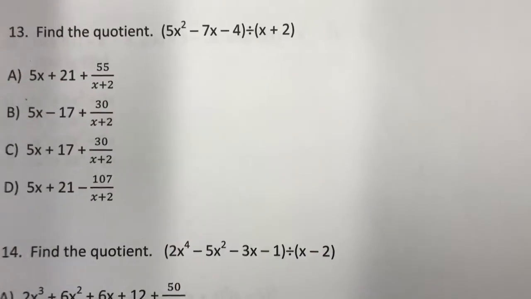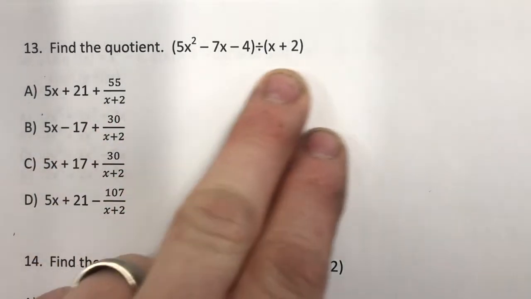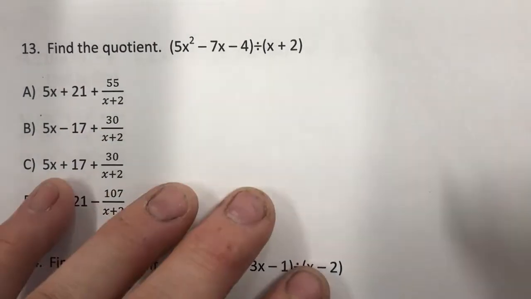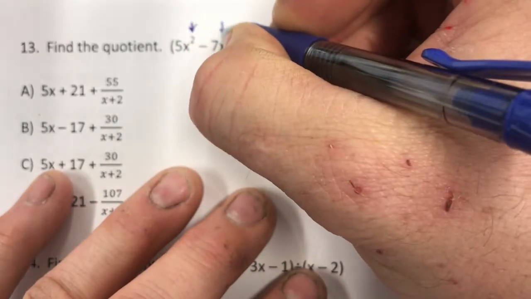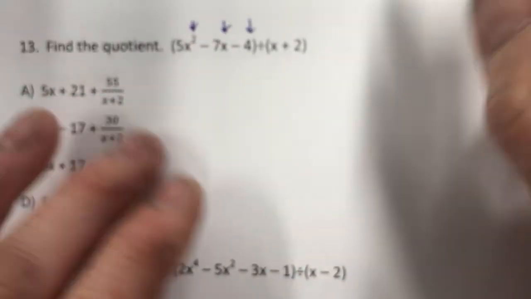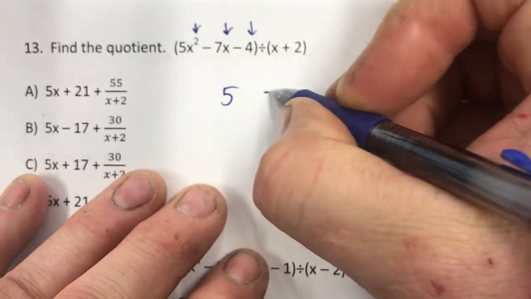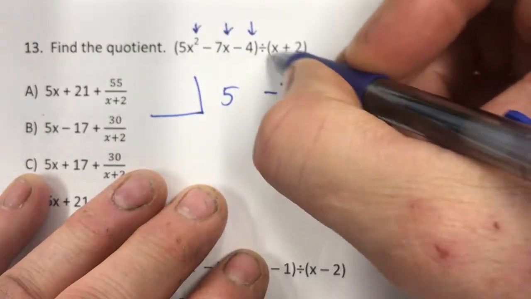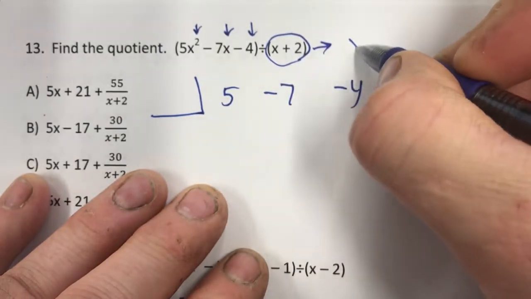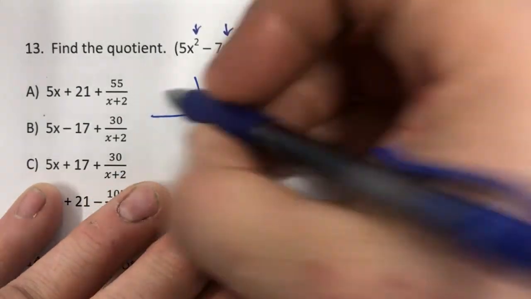All right, number 13. Find the quotient of this. We're going to do synthetic division. First, make sure you don't skip any terms. I got a 2, 1, and a 0, so we're not skipping any terms. So that's a 5, negative 7, negative 4. Over here, my 0 goes there, and here's my factor, which means my 0 is negative 2.